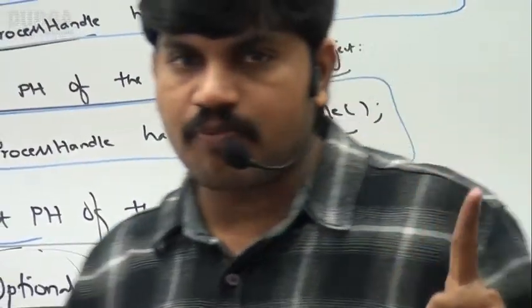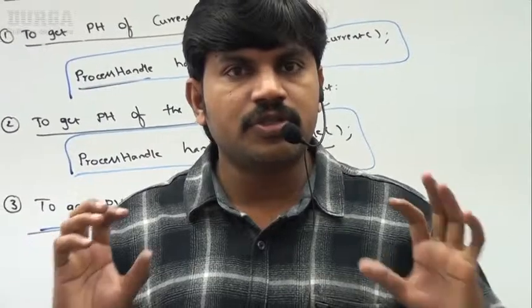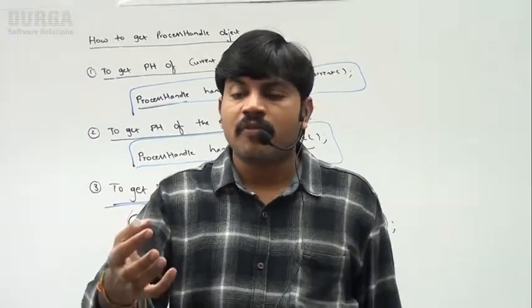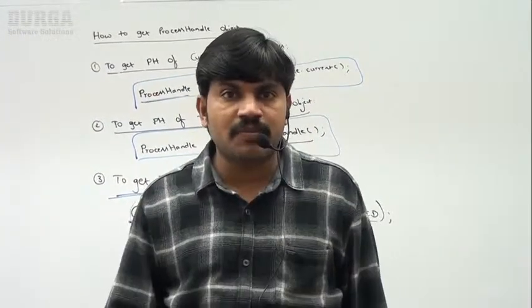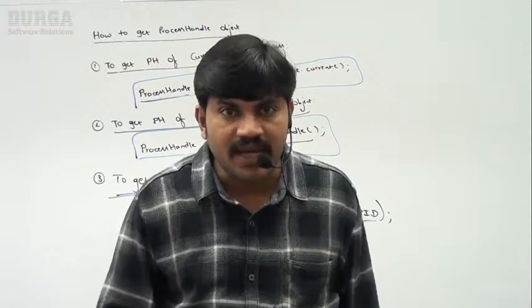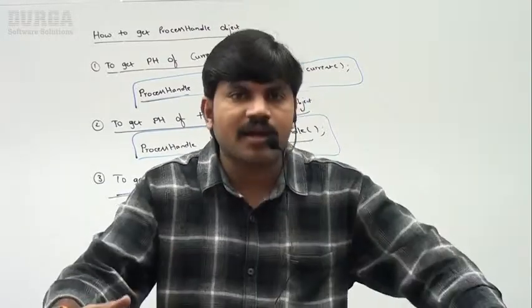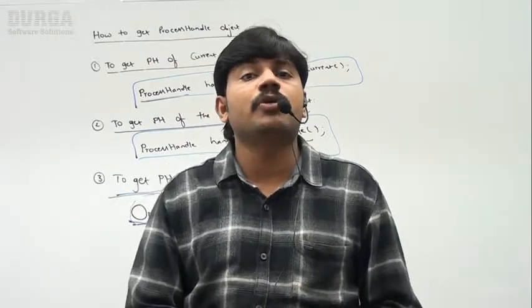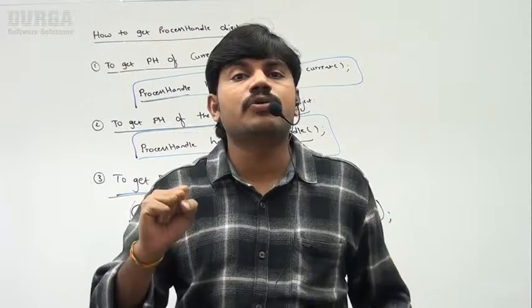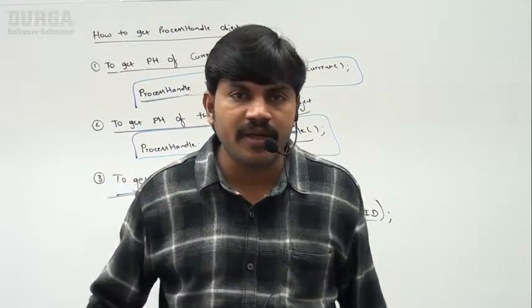Sir, how to get a ProcessHandle object? For the current running process, next based on a given Process object, and based on a given process ID. Clear, right? If you feel comfortable, then we will go for multiple use cases so that you can understand very easily, right? Okay, that's all, sir.